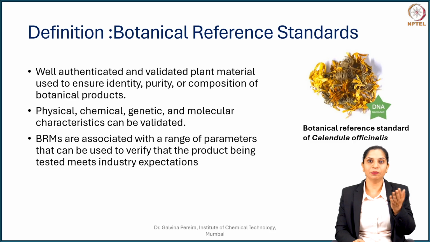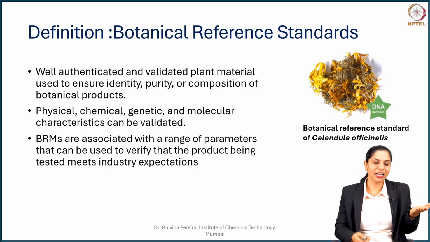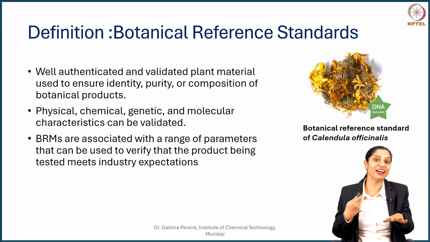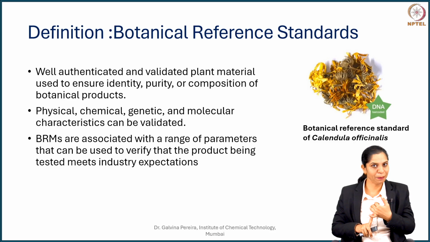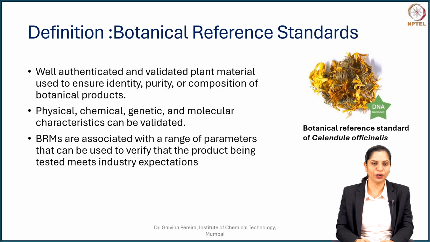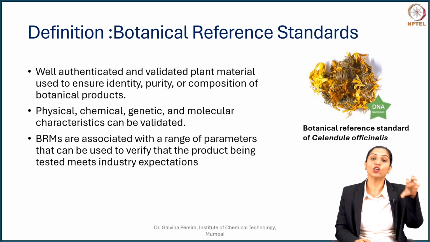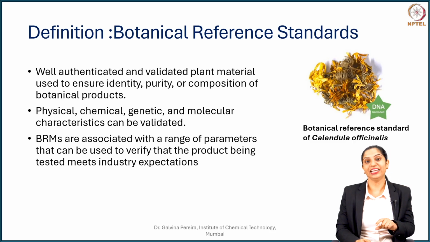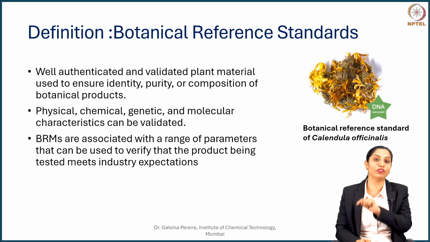See, what happens is my clove can be clove by DNA, but what if I sell you clove which is devoid of oil? The plant material will be genetically the same, but I have already removed the oil, so it is chemically incompatible but DNA-wise matching. So I have to see physical parameters, chemical parameters, and molecular parameters along with the DNA barcoding. So botanical reference standards are that set of plant material which you can compare with to see if your raw material is of the set standard.